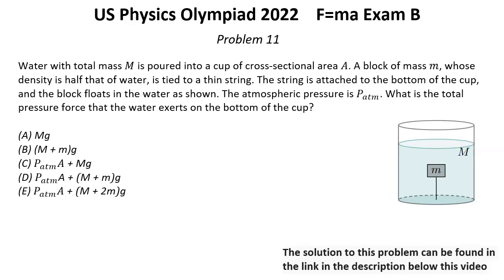Now the buoyant force on the block is 2mg, because water is twice as dense, which means the string applies a downward tension force mg to keep the block in place. To balance all these forces, the base of the cup must exert an upward force P atmosphere multiplied by A plus big M plus 2 small m multiplied by g. That's answer E, and that was the solution for problem number 11.